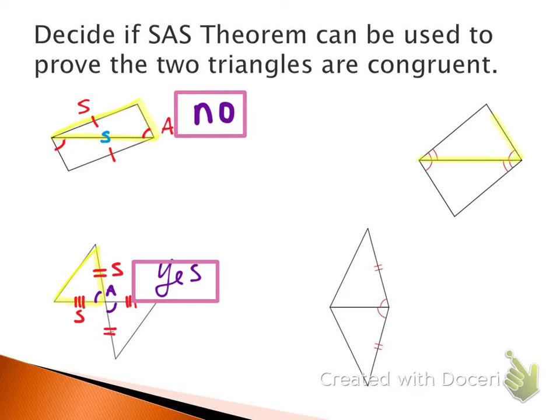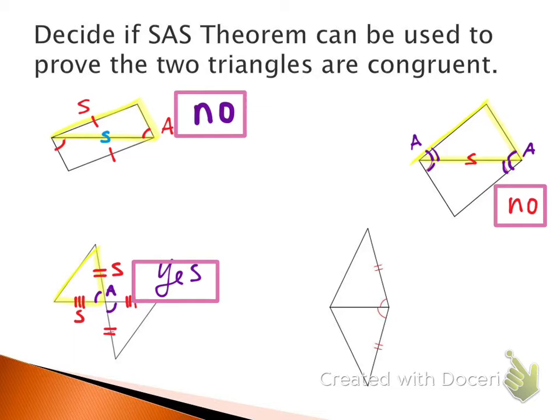I'm going to compare the top triangle to the triangle on the bottom. So we got an angle marked congruent to an angle. What else do we have? Another angle. Is there anything understood? The side they share. So do we have two sides and an angle in between them marked congruent? No. We do not. So no.